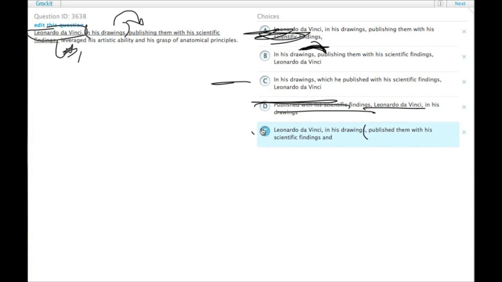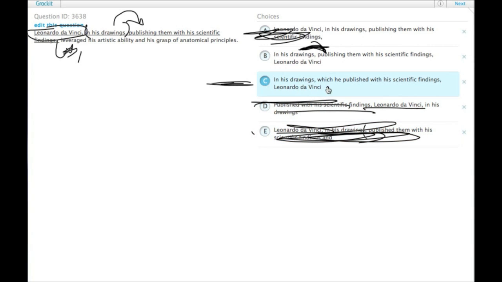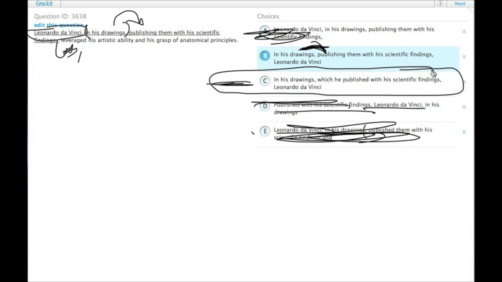So choice E kind of separates out the relationship that we're trying to express, whereas choice C, the one we liked before, is probably the closest to right, because it says in his drawings, which he published, he leveraged his artistic ability. So choice C is our winner.